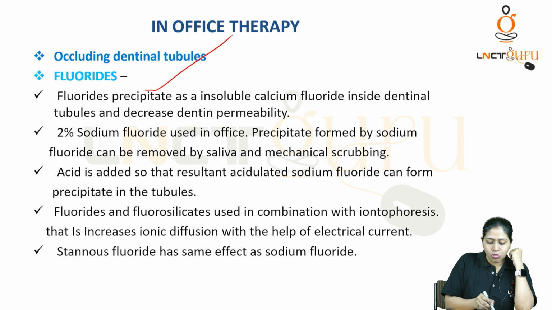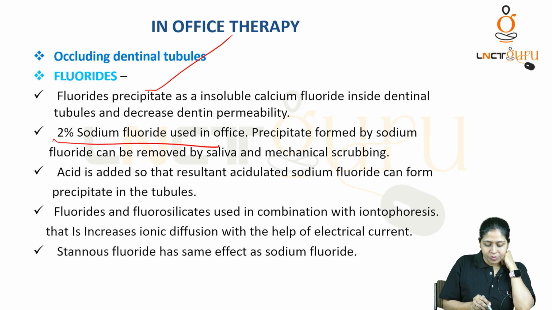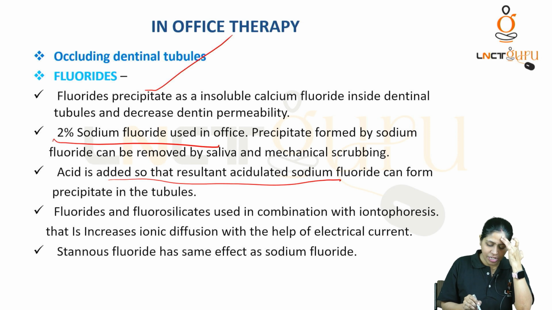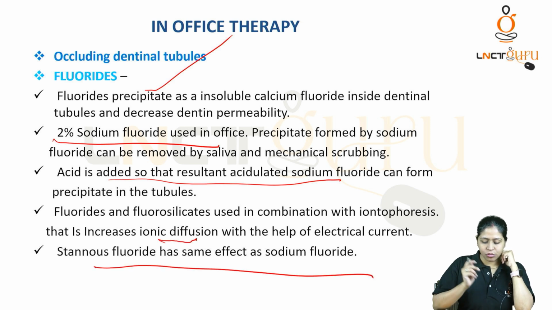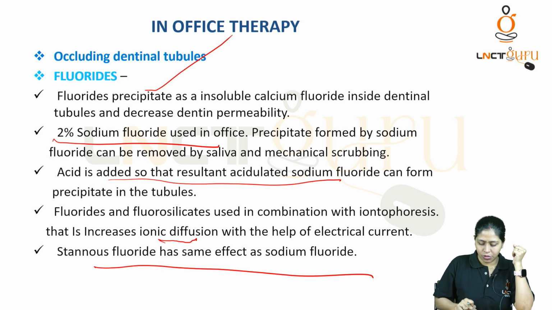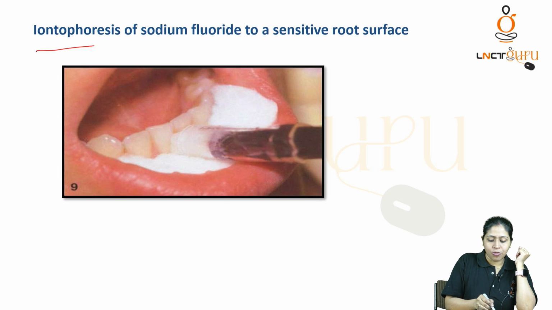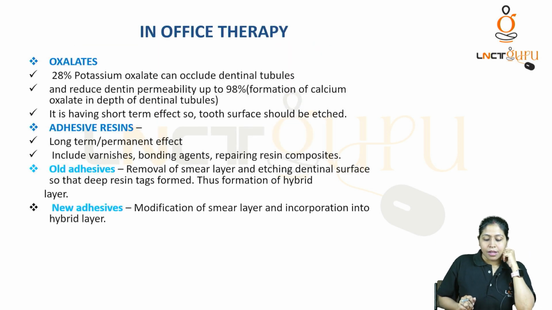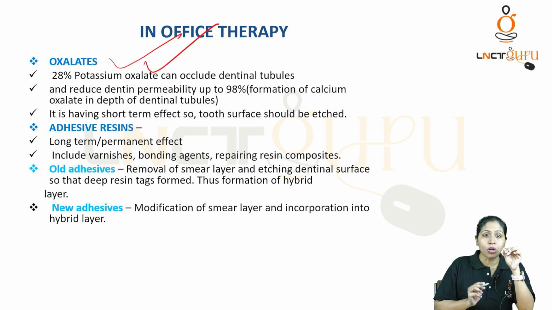Other one is fluorides. 2% sodium fluoride can be used, and acid is also added, so it can be acidulated sodium fluoride. What is helpful is that stannous fluoride and sodium fluoride have the same effect, and it precipitates as insoluble calcium fluoride, which occludes the dentine permeability. Some iontophoresis of sodium fluoride can be done. Another is oxalate. These are the most commonly used, and they can occlude 98% of the dentinal tubules. They are very effective in dentine hypersensitivity.